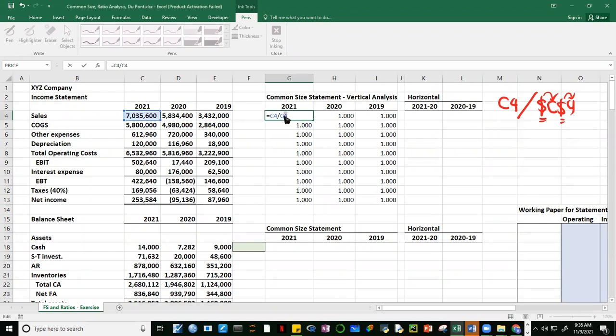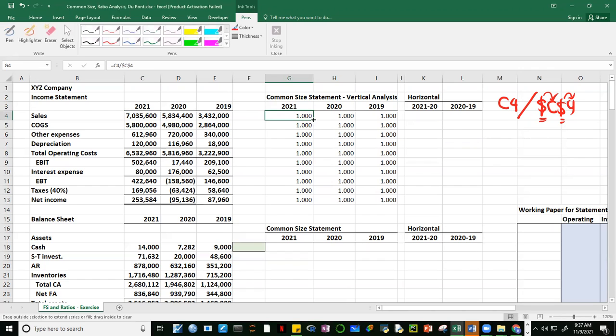Now take note, guys, if I highlight everything, then also the denominator changes. The denominator also changes its position. But we don't want that. What we want only is the denominator to change its position. So this was the suggestion. C4, C$4. Let's see what happens.